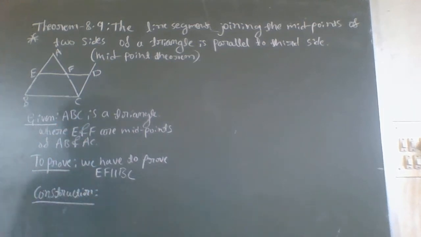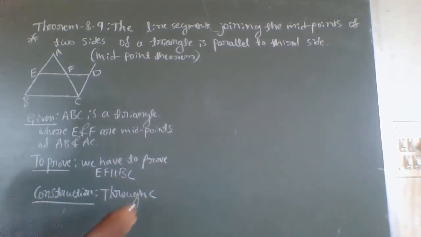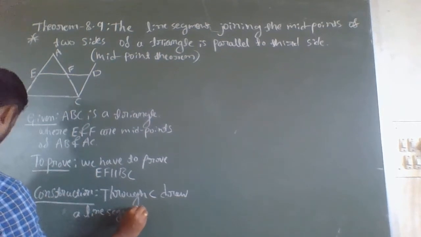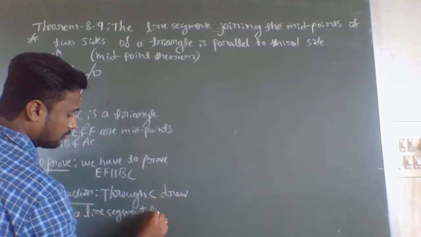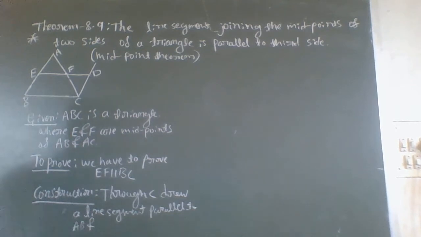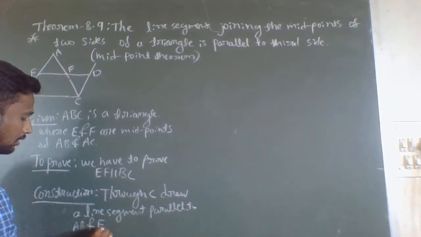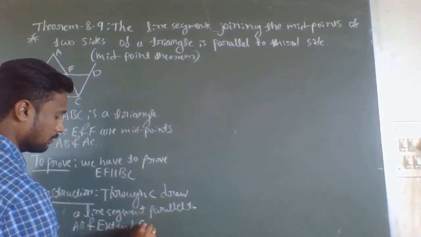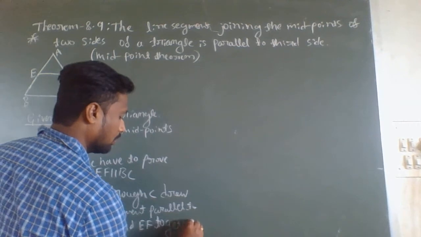So what we did here in construction: through point C, draw a line parallel to AB, and again, extend EF. We extend EF to get point D.